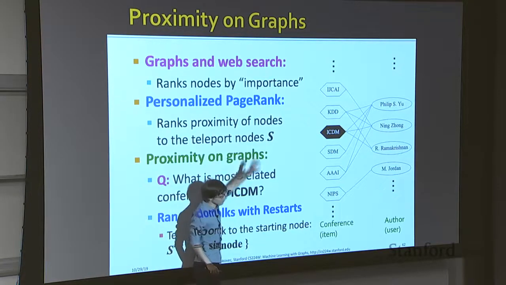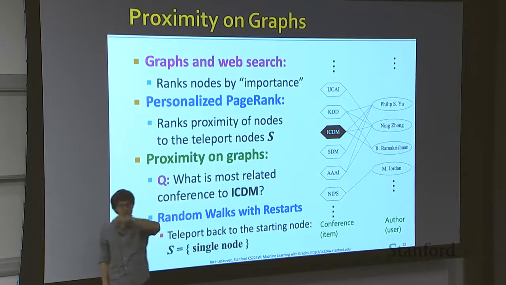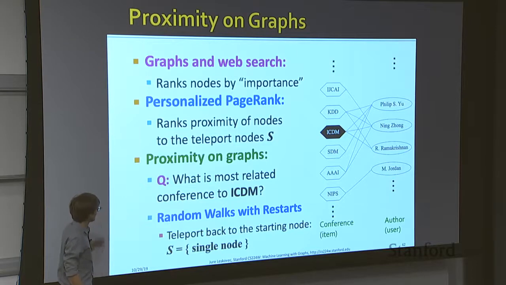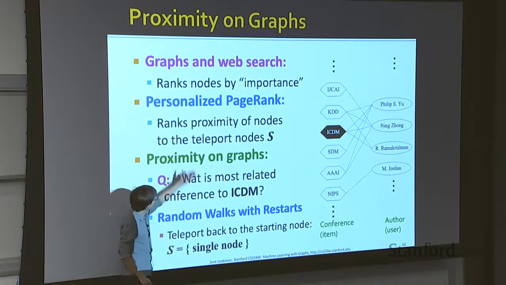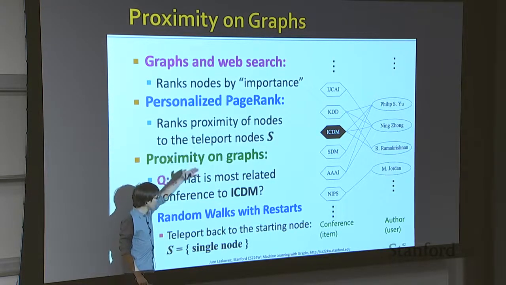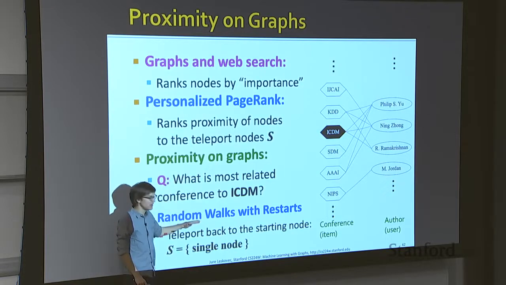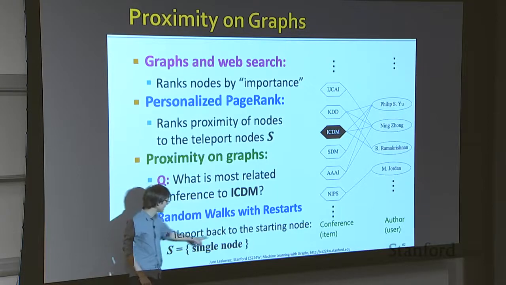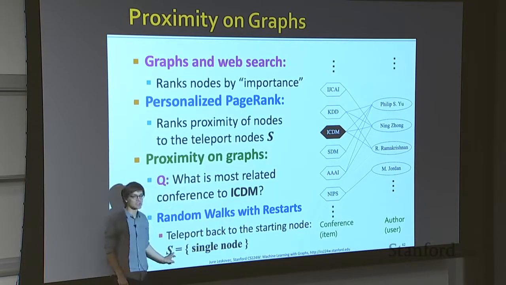S, where the teleport set is where the random walker lands when it decides to teleport, right? And this can be a set of nodes, or the teleport set can be an individual node, and then this is called random walk with restart, right? Whenever I teleport to the starting node.